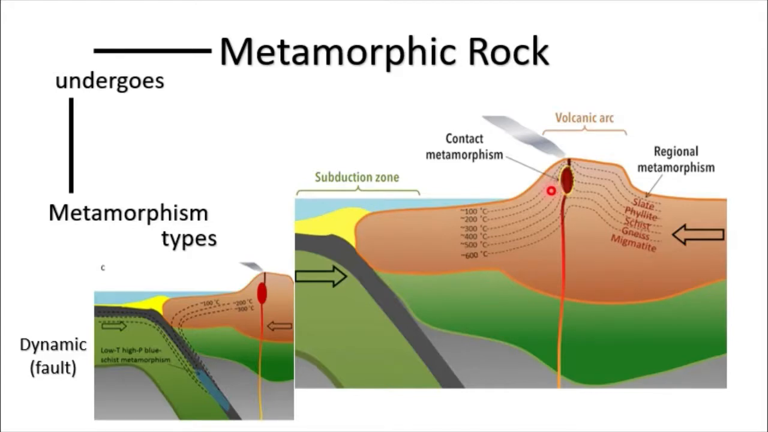Now the second type of metamorphism is called regional metamorphism. Regional metamorphism covers a whole area of a couple of square kilometers. It is basically due to the pressure that is developed over a long time within the layers of our crust. But it covers a whole range of areas, which is why it is called regional metamorphism.